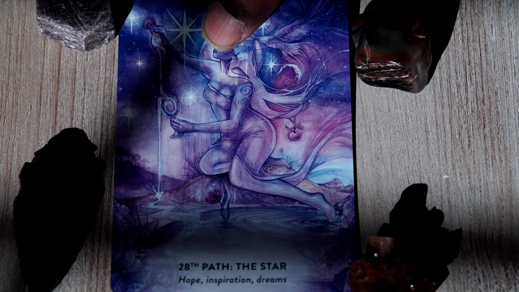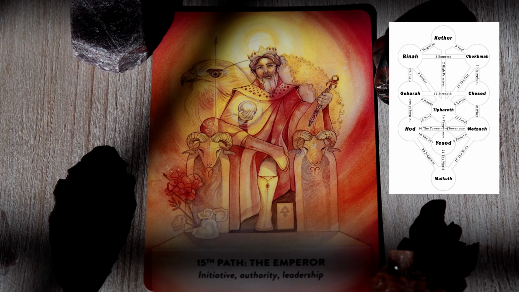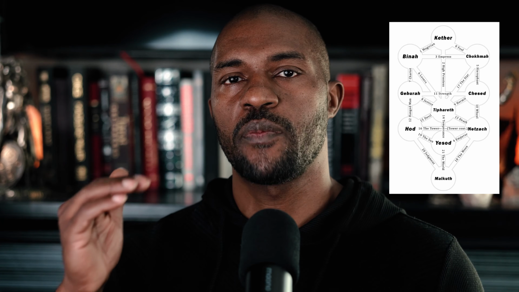So there's a deck that I got recently, and I think it's called the Tree of Life Oracle. I forgot the name, but the 28th pathway they have as the Star. And traditionally, on most decks, that is where the Star is, on that pathway. And the 15th pathway, I'll put the Tree of Life up so you can kind of see what I'm talking about here, is the Emperor traditionally. But Aleister Crowley switched those two. So the 28th pathway is the Emperor, which is a little bit further down.